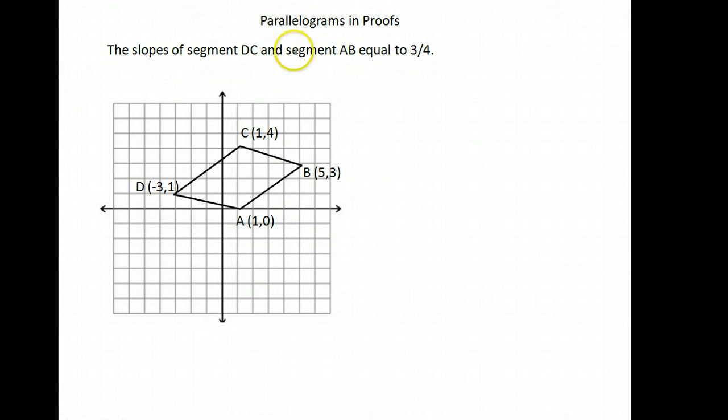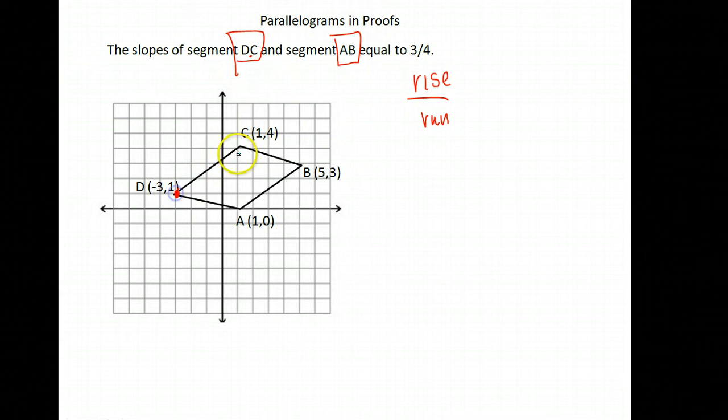Right? Let's see if this is true or false. It says the slopes of segments DC and AB are equal to 3/4. Again, for slopes, we do rise over run. So what we're going to do is look at the slope of DC.